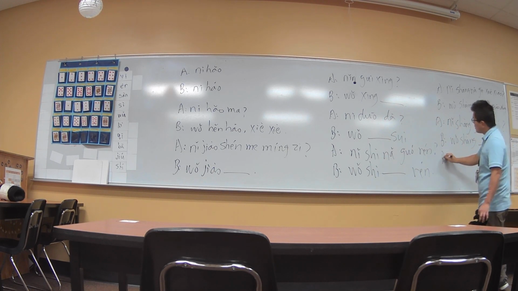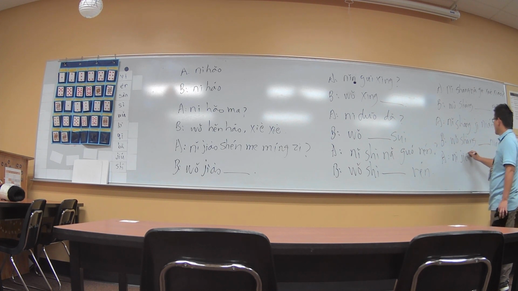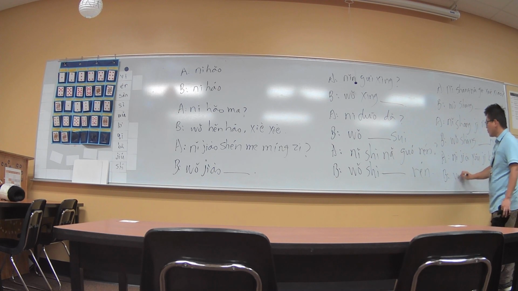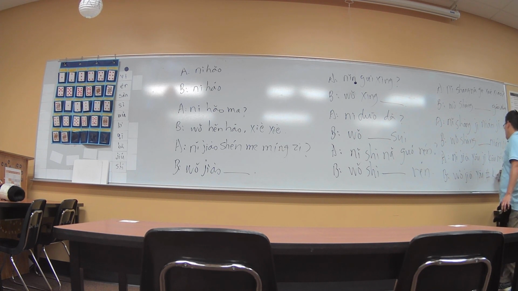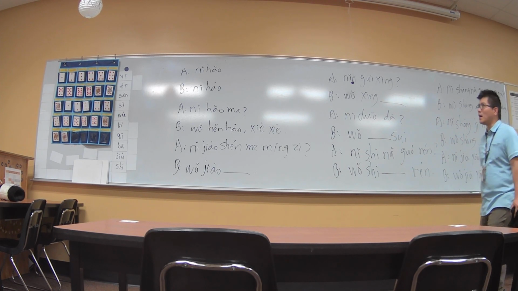A ask, 你家有几口人? B answer, 我家有 number 口人. I have no space, but typically you also have to say 很高兴认识你, nice to meet you, and 再见, goodbye.